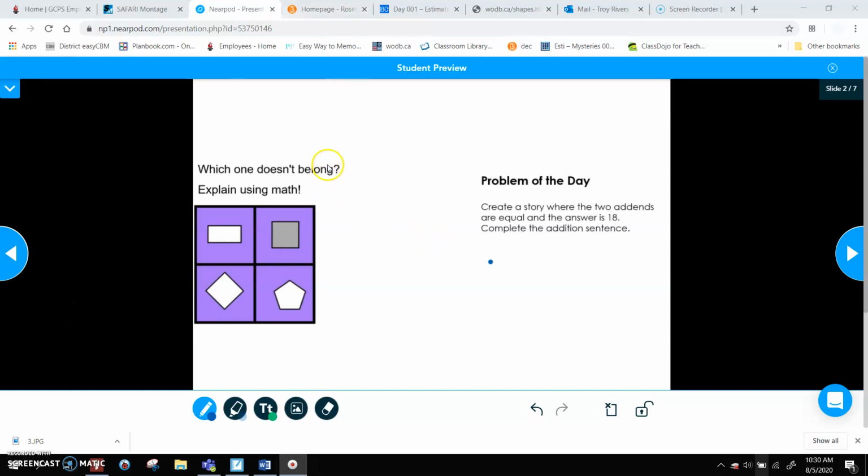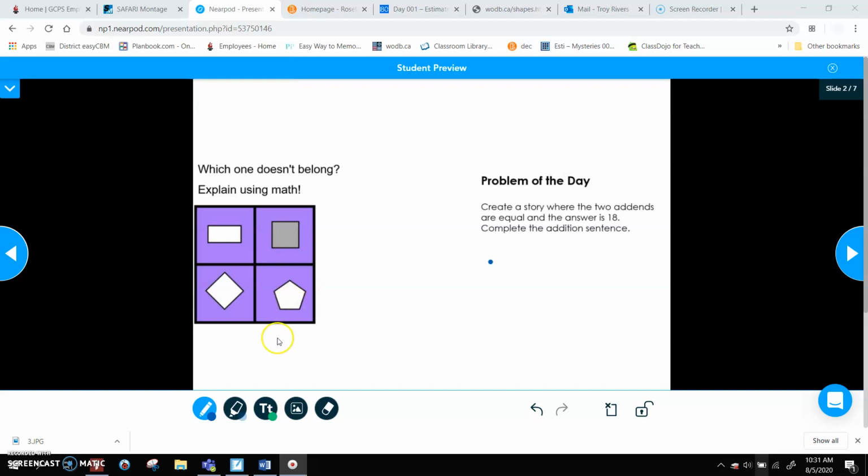Today we're going to look at another activating strategy, which is called "which one doesn't belong." You're going to have a box with 4 different things in it. It might be numbers, it might be shapes. Today we have shapes. It says which one doesn't belong. Explain using math. So you have to choose one and decide which one doesn't belong.